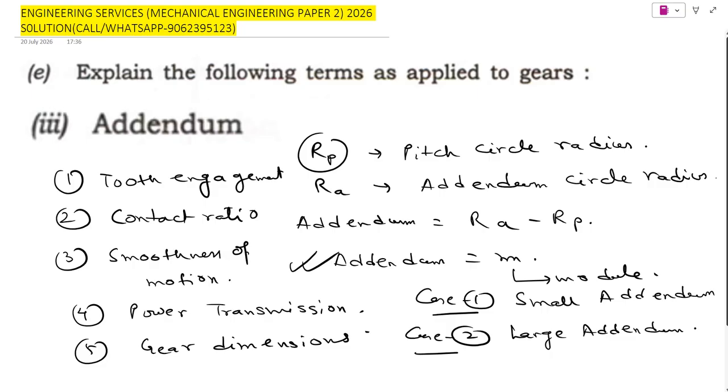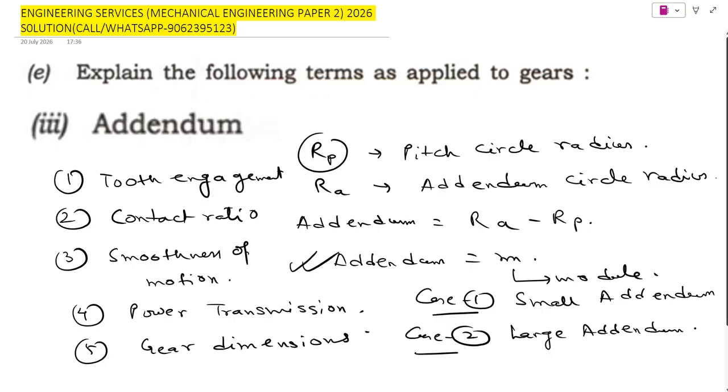Now, can we increase the addendum indefinitely to improve the contact? The answer is no. Beyond a certain limit, increasing the addendum causes interference, weakens the tooth tip, and may lead to improper meshing.